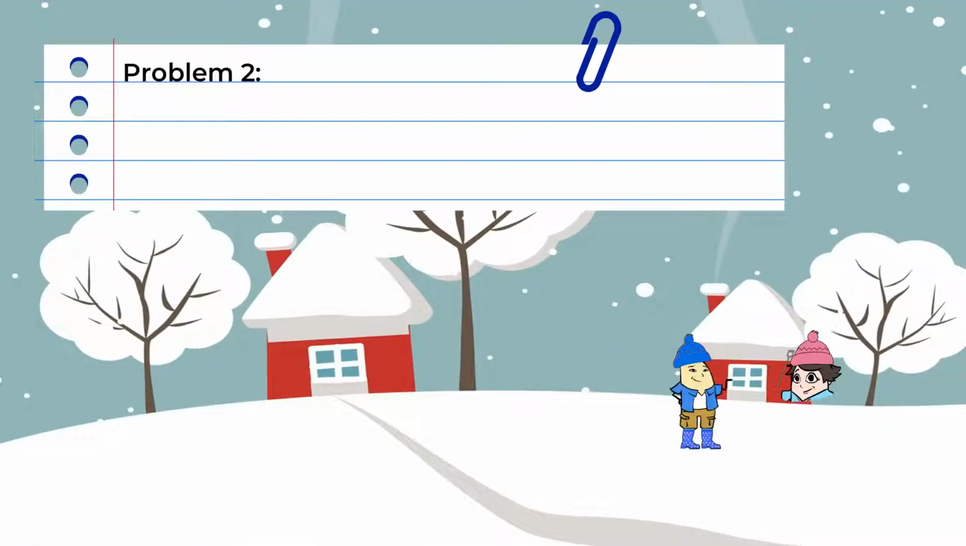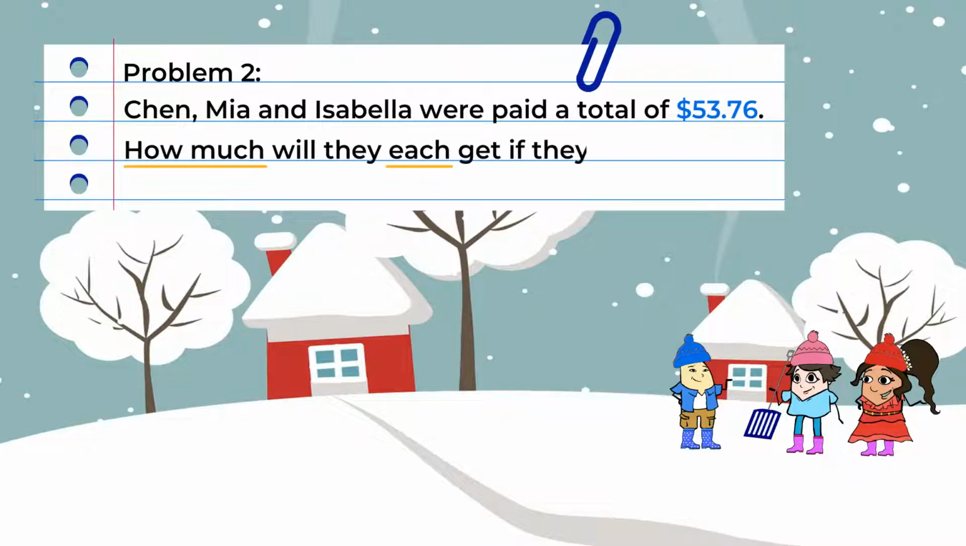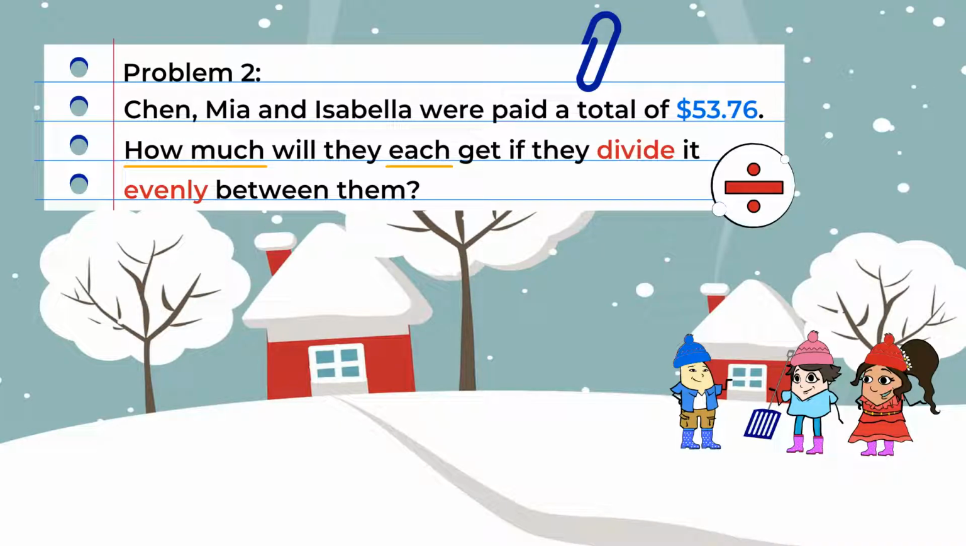And it looks like Chen and Mia have moved on to shovel their other neighbors' driveways, and they brought Isabella to help too. This time they were paid a total of $53.76. How much will they each get if they divide it evenly between them? Nothing like doing division on a snowy day.